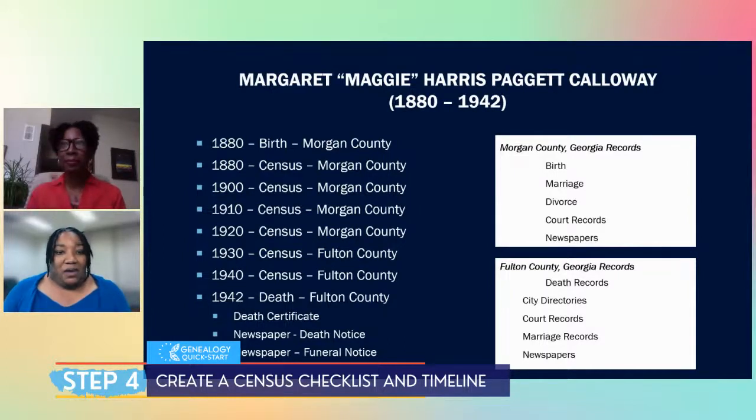So with that, I wanted to create a way to make a list of all the records I should be able to find, in particular the newspaper death notice, as well as the funeral notice. The Atlanta Constitution was the day paper, and the Atlanta Journal was the evening paper, and then they later combined. They always ran, for the most part, if you paid for it, a death notice as well as a funeral notice. And so as genealogists, we don't want to leave any stone unturned.